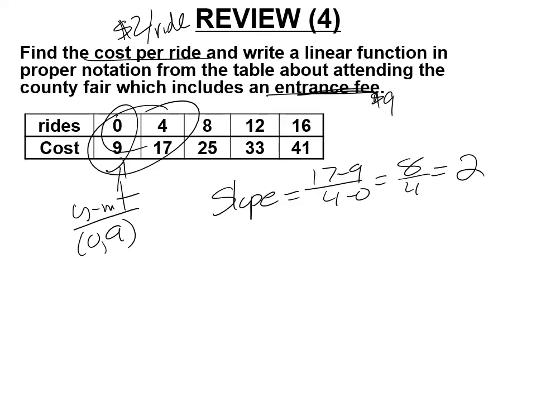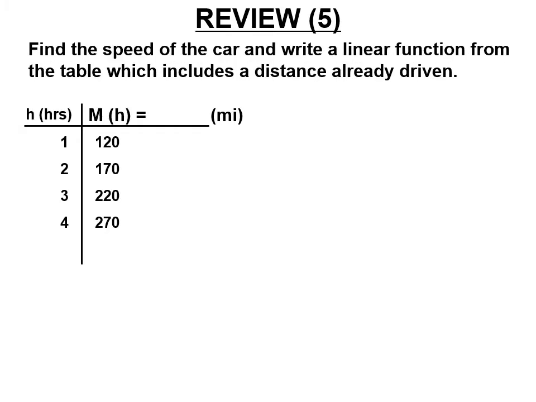Now I didn't say what letters to use, but don't use X and Y. I want to use C for cost and R for rides. So it's 2 times the number of rides plus $9. 2R plus 9. Do not put dollar signs in here. Do not do that. Okay, I get students doing that, right? We don't put units in our equations.